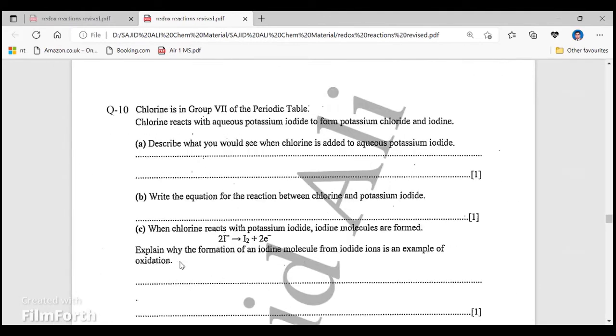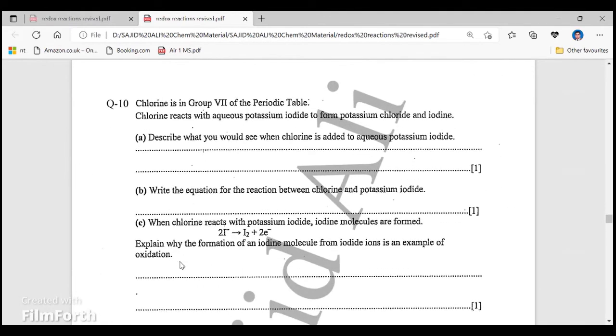Now we have some structured questions from past paper exams. This is purely IGCSE and a very common question as well. Chlorine is in group 7 of the periodic table. Chlorine reacts with aqueous potassium iodide to form potassium chloride and iodine. Describe what you would see when chlorine is added to aqueous potassium iodide.